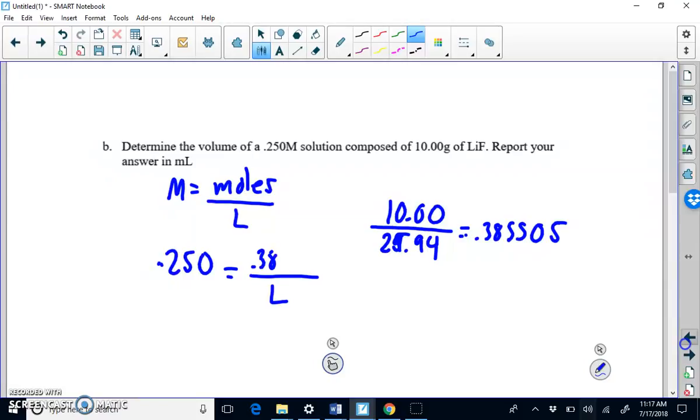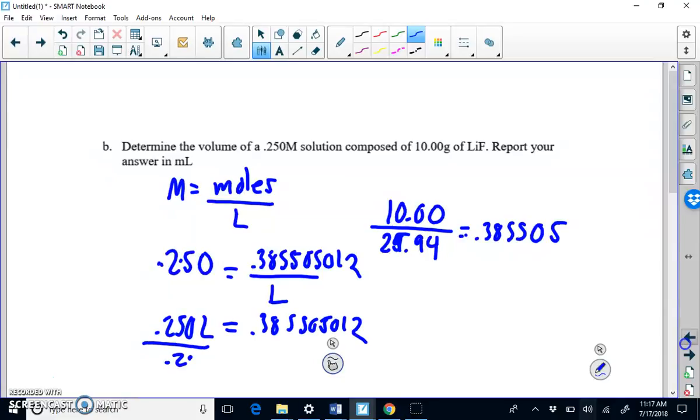So 0.3855055012. Okay, now, to solve this math here, you cross multiply. So this times this, so 0.250 L equals 0.3855055012. You divide both sides by 0.25. And we get L equals, hopefully the number is still in your calculator, 1.54202000, and so on, it continues.